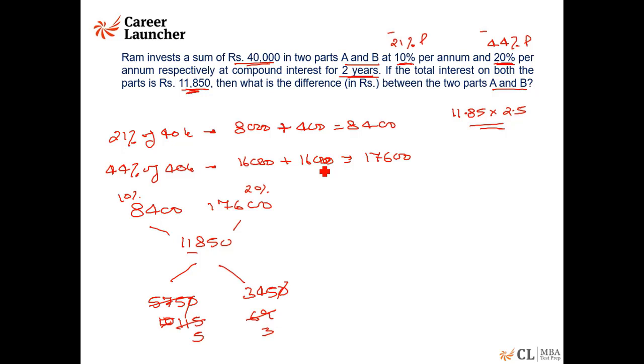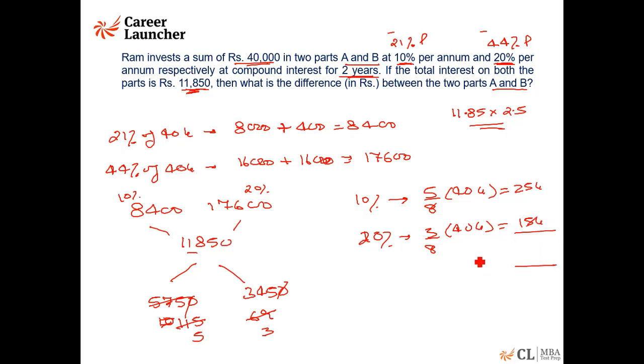So what is the difference between the two parts? That means at 10% you have put 5 by 8 of 40k, which is 25k. At 20% you have put 3 by 8 of 40k. You can also get it by difference. 40 minus 25 is 15. So 15k. So what is the difference? Difference is going to be 10k. Okay. So I hope this is clear.